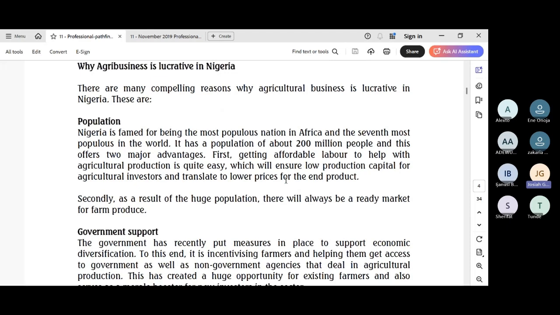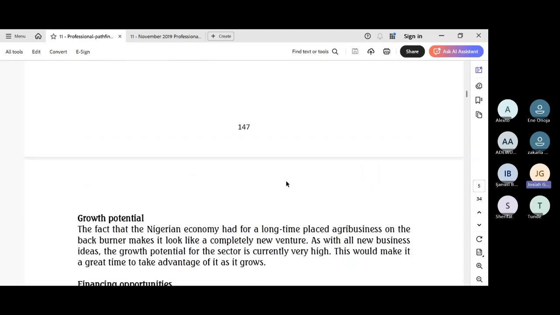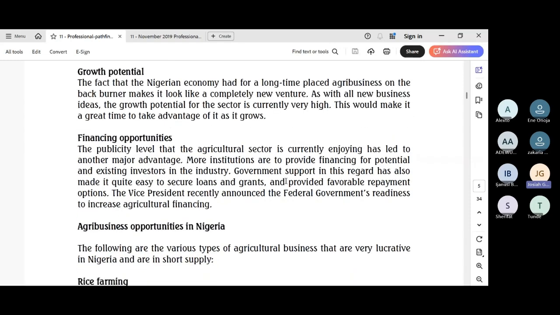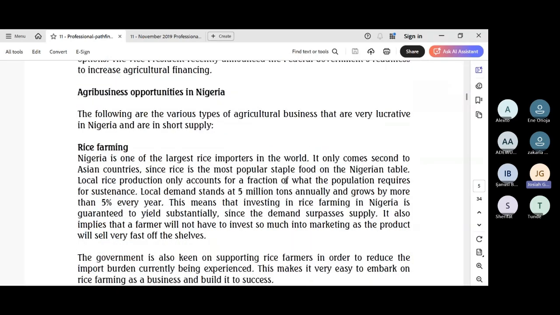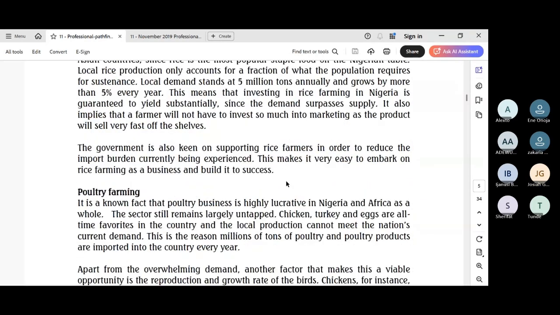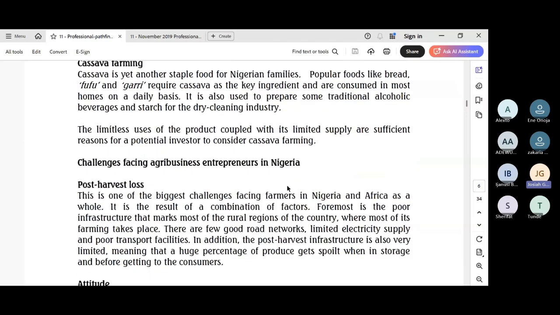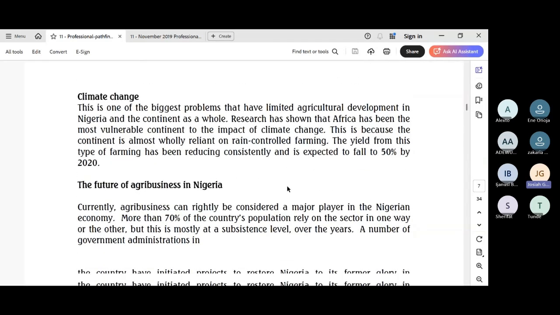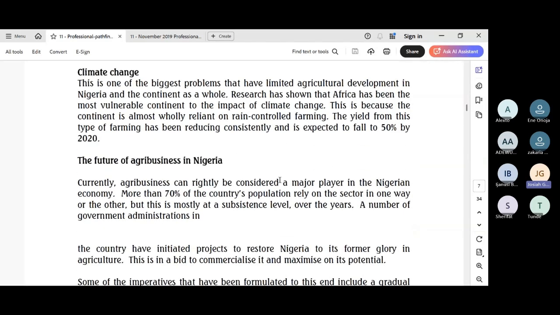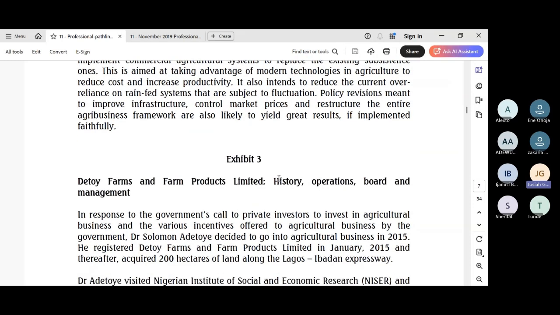government support and the arable land we have, and also the growth potential and the financial opportunities and the agricultural business opportunities in Nigeria, specifically rice farming, poultry, tomato farming, cassava, and the challenges facing the business and agriculture in Nigeria: post-harvest loss, attitude, climate change, and the future of agricultural business in Nigeria. Then exhibit 3 spoke to the history of Detoy Farms, its operation, the board composition and management.